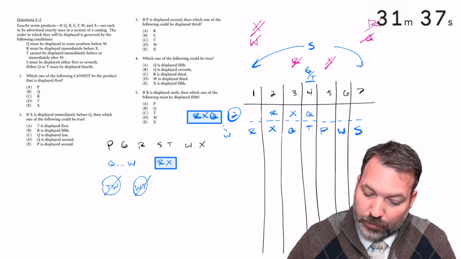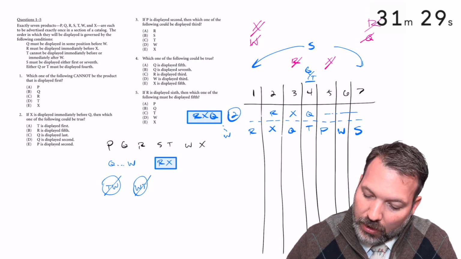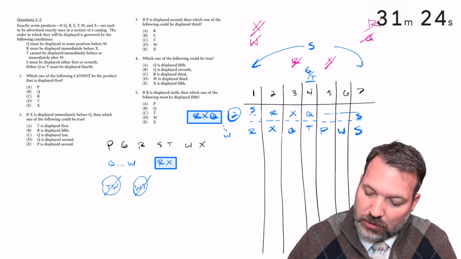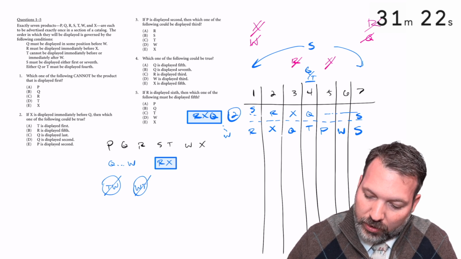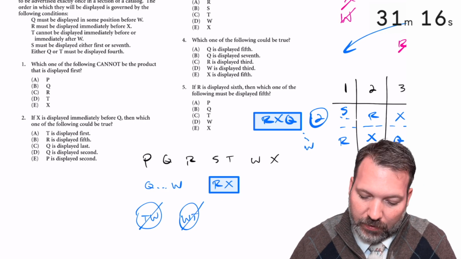So there's one possibility. The question said what could be true. Do I want to jump into choices just yet? Maybe not just yet. What else is possible? I could have S first or last. W has to go somewhere later. It can't be next to T. P goes somewhere in there. Okay, actually, never mind. I am going to go into the choices. This is not feeling helpful.